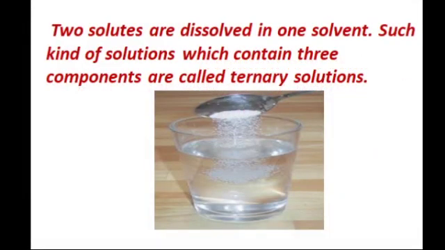See the diagram. Two solutes are dissolved in one solvent. Salt plus sugar, two solutes, are dissolved in one solvent, that is water. Such solutions which contain three components are called ternary solutions.